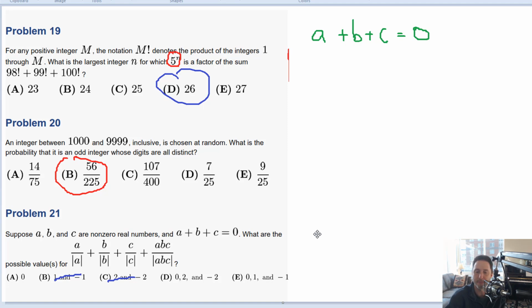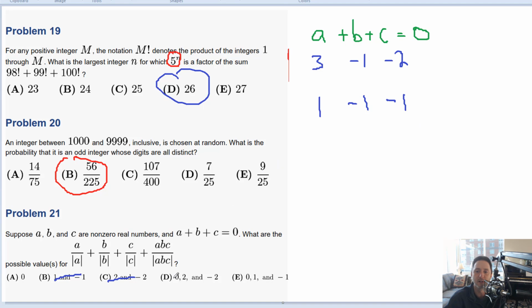So we determined that at least one of the numbers has to be negative, right? But what if there were two numbers that were negative? So say we had 3, -1, and -2. Let's see how this works out. A over the absolute value of A would be 1. -1 over its absolute value would be -1. And -2 over the absolute value of -2 would also be -1.